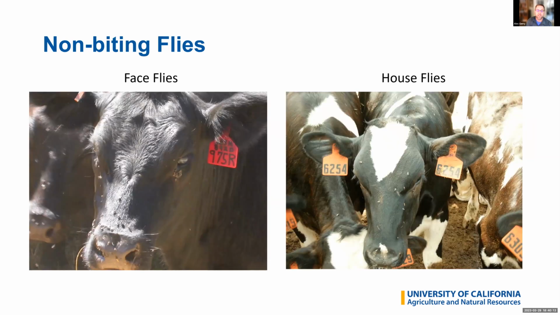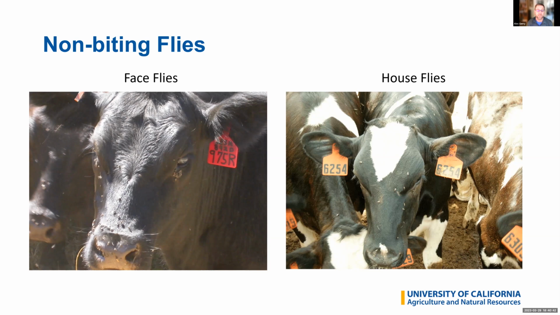Moving on to the non-biting flies, and I'm going to talk about these just briefly. There are face flies and house flies. Face flies are aptly named. They like to rest on the face, where they feed on eye secretions and nasal secretions in particular. Because of this feeding behavior, especially around the eye, face flies have been associated with the transfer of the bacteria that causes bovine pink eye. And so they can move bovine pink eye from animal to animal.